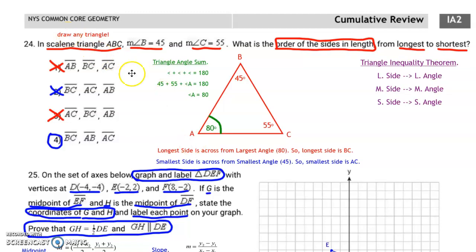I just drew any old triangle, but I know that if this is the smallest angle, this must be the smallest side. So the smallest side is AC. That should be the last one on the list. The last one here on the list is AB. No good. The last one on the list here is AC.